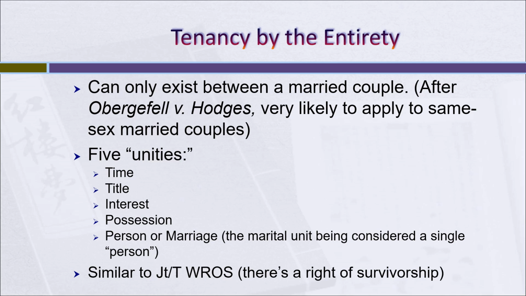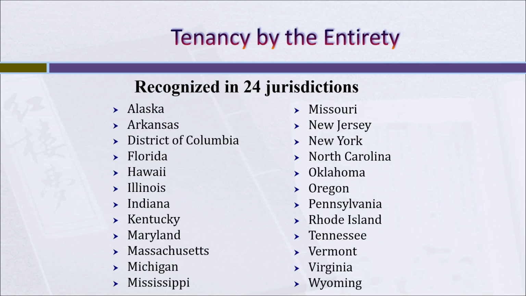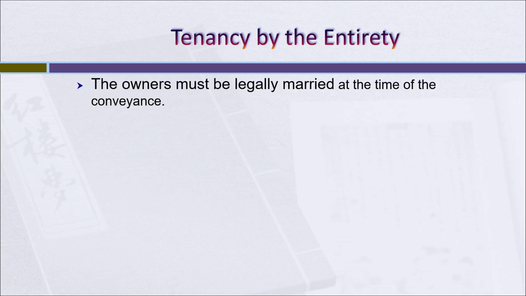Tenancy by the entirety is similar to joint tenancy with right of survivorship, in that there's a right of survivorship. If one of the spouses dies in a tenancy by the entirety, the other will continue to hold the entire property. Today, tenancy by the entirety is recognized in 24 American jurisdictions. Here's the list, and if you like, you can stop the video and check to see if your state is among them.